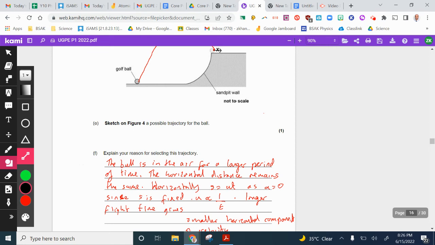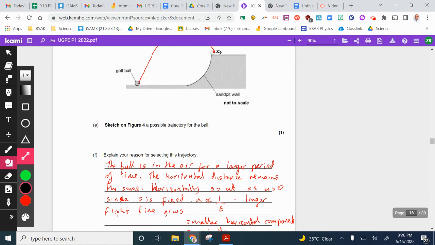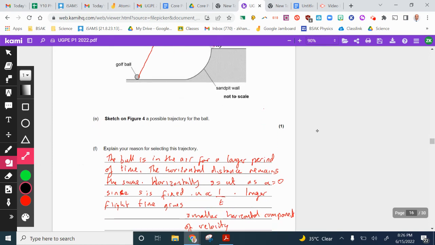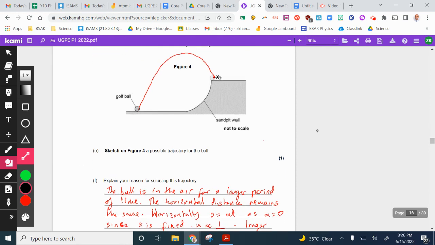Now, explain your reason for selecting this trajectory. Because the ball is taking this trajectory, it's going to be in the air for a significantly longer period of time than if it was, let's say, a trajectory like that. So time is longer. The ball is in the air for a longer period of time. Now we know this horizontal distance remains the same. So it has to reach X, which is the same as before.